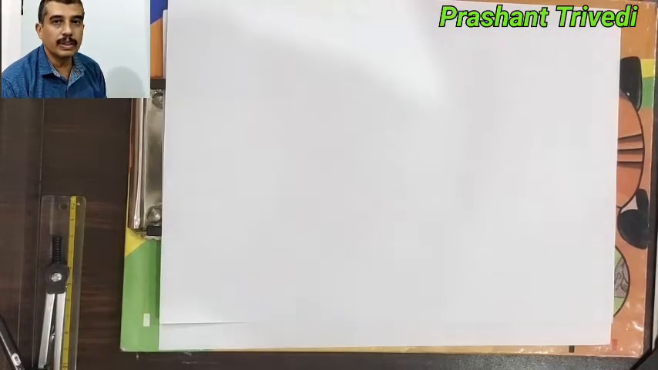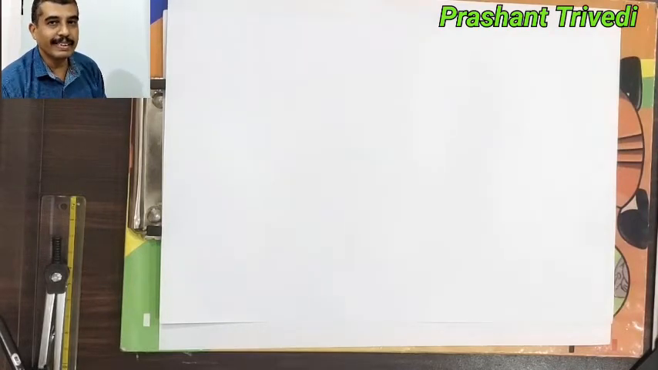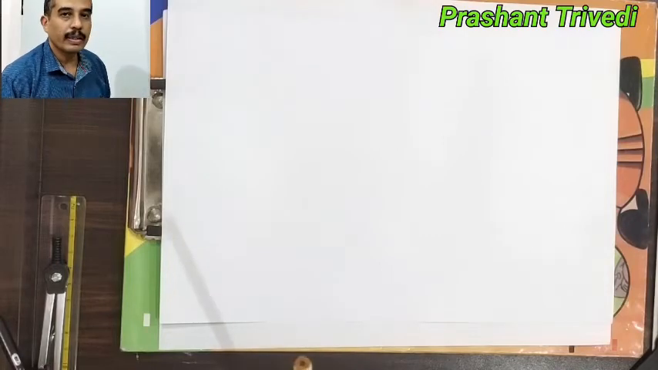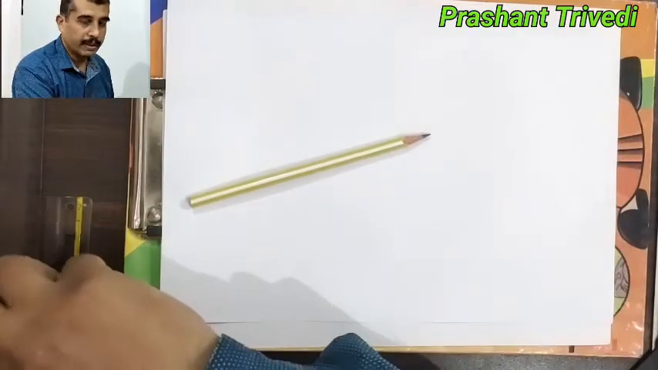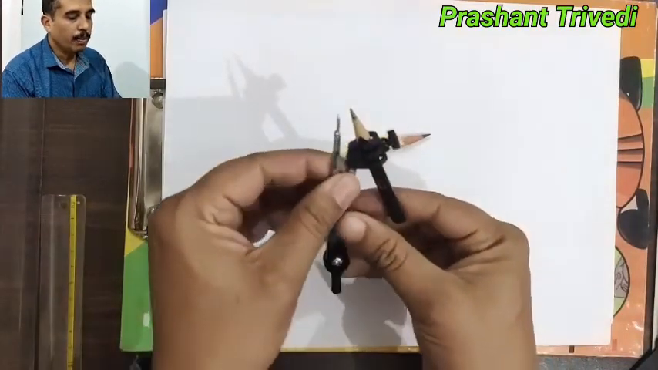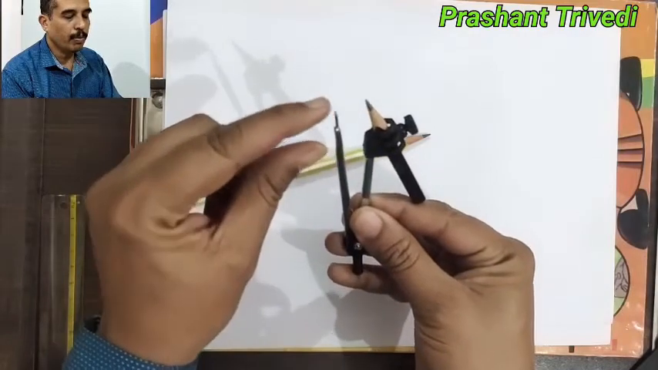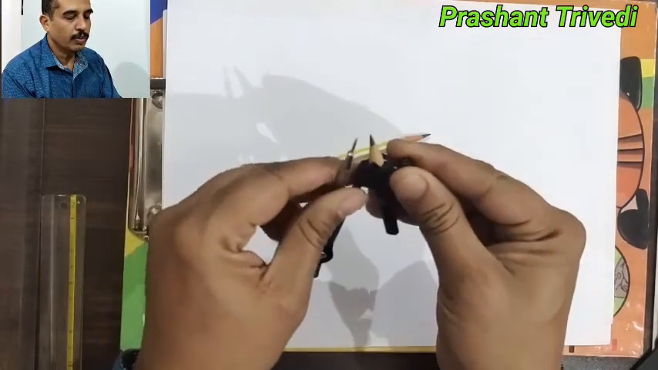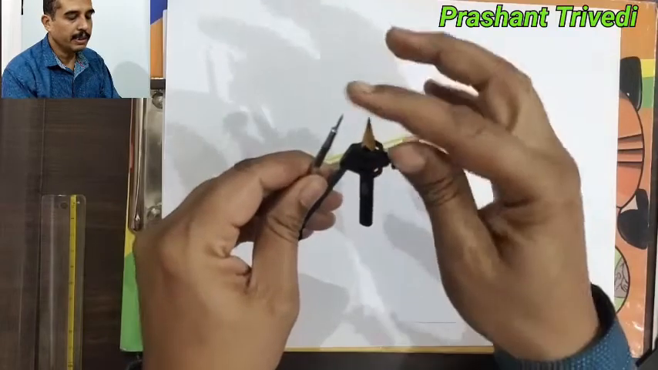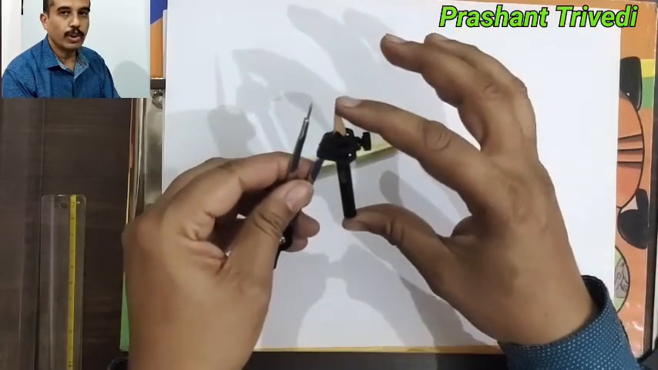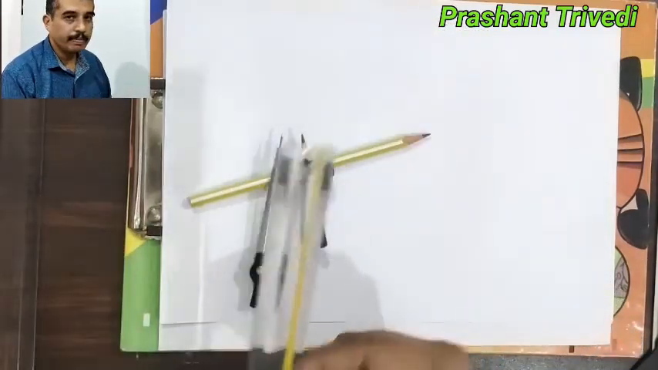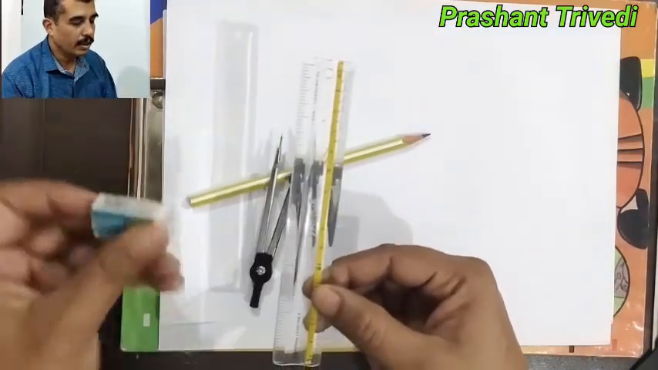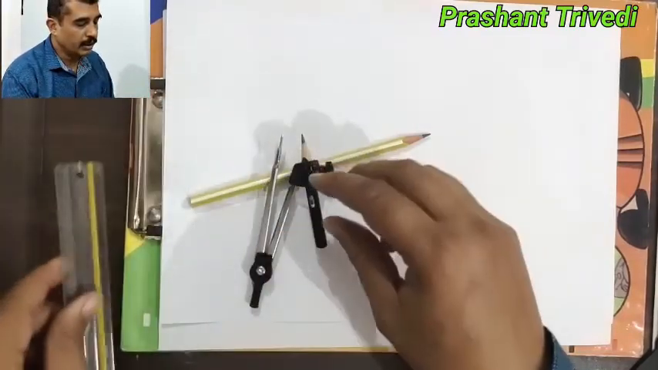Today we will do the construction exercise, that is exercise 11.2 from NCERT. We require construction equipment: a sharp pencil and a compass. The compass should be such that the level of the pointer and the pencil are the same, and the pencil should be of shorter length, not a long one. Then we require a scale, a ruler, and an eraser. So we start the construction now.